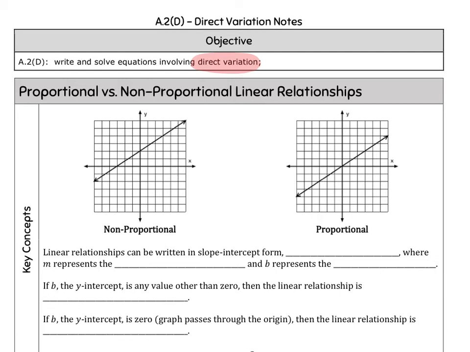So for direct variation, we need to know the difference between these two graphs. What do you notice about the first graph that doesn't happen in the second graph? The second one is crossing the origin. When it crosses the origin, it's called a proportional relationship. And we're going to be specifically looking at these proportional relationships today.